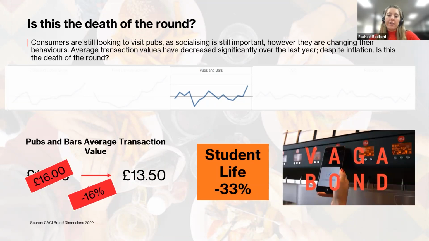There are some brands that have started making it easier for people to spend on what they consume. So Vagabond, for example, has implemented pay-as-you-go systems on wine machines, which stops the fear of who offers to get the first round.